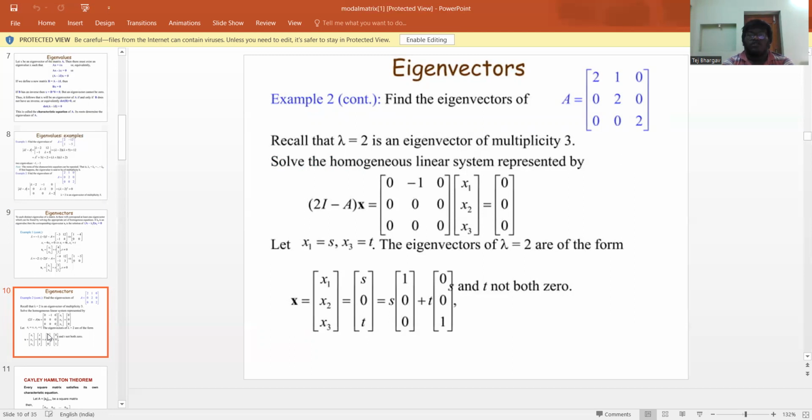Let x1 be equal to s and x3 equal to t. The eigenvectors of A for lambda equal to 2 are of the form x equal to x1, x2, x3, which is s times (1, 0, 0) plus t times (0, 0, 1), with s and t not both 0.